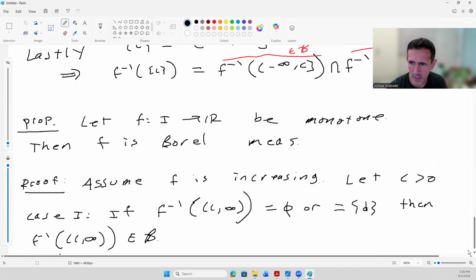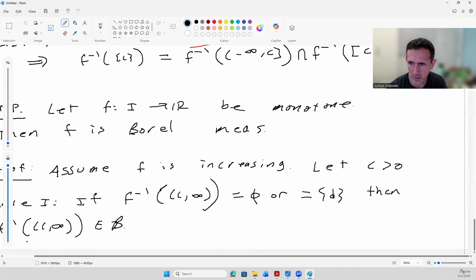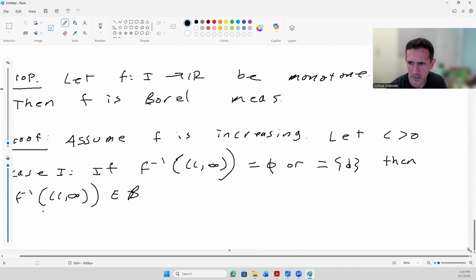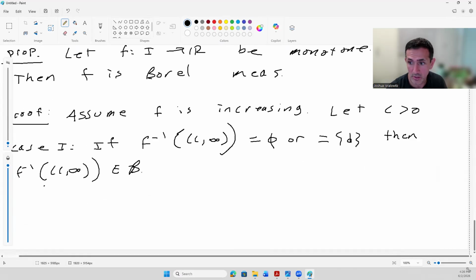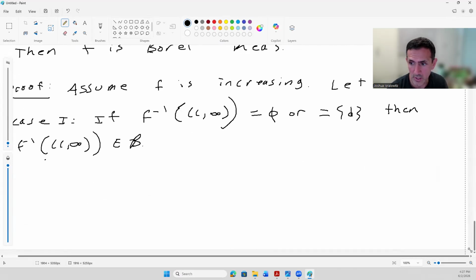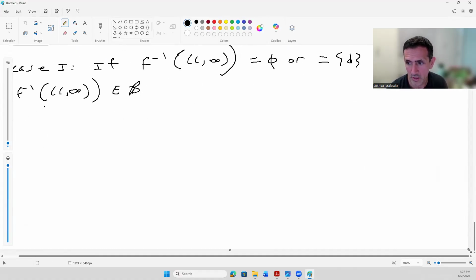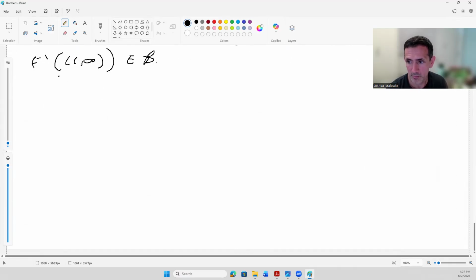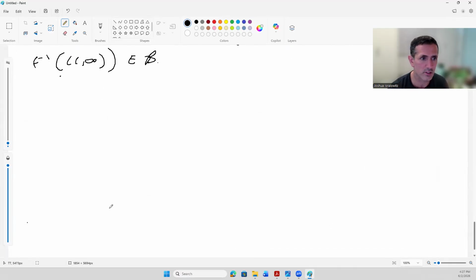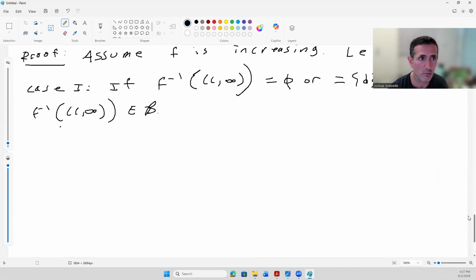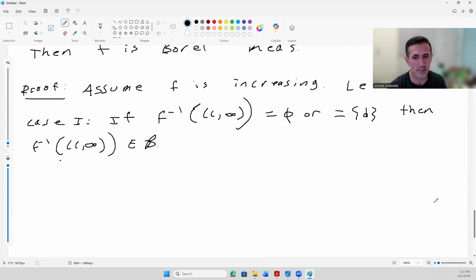So let's assume it's not empty. Let's assume it's not a singleton, so that in particular it had at least two elements. In this case, what we're going to do is use a very nice theorem from basic analysis, which is as follows.